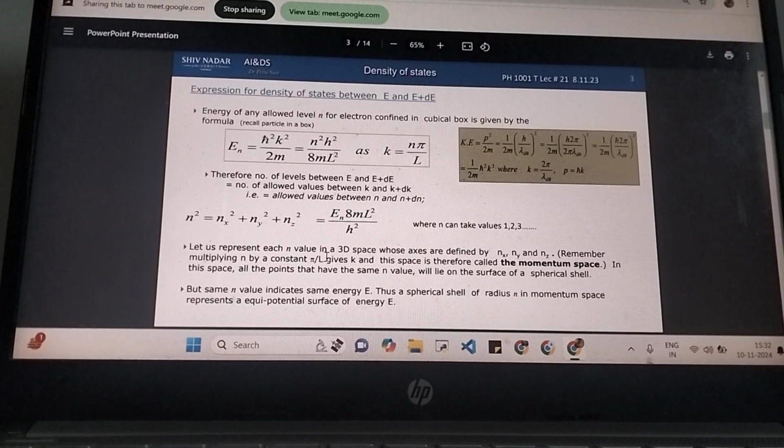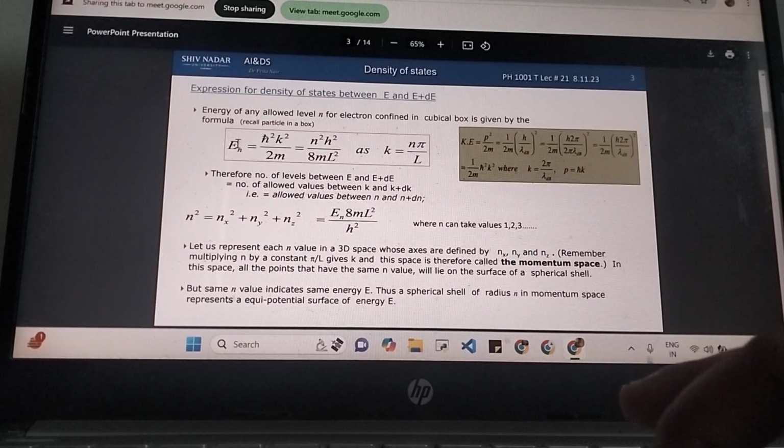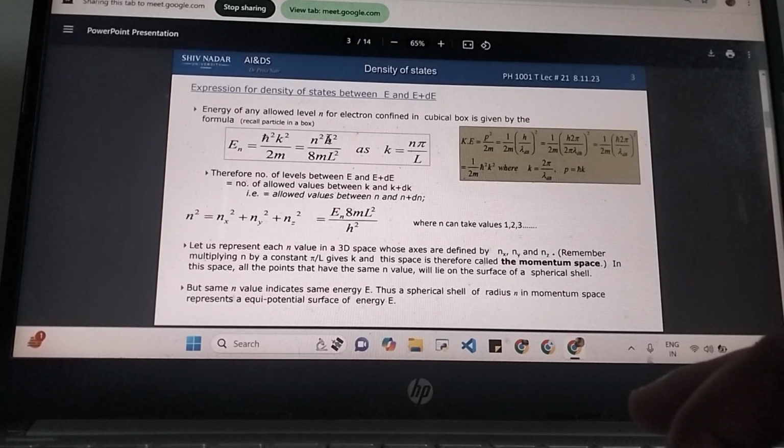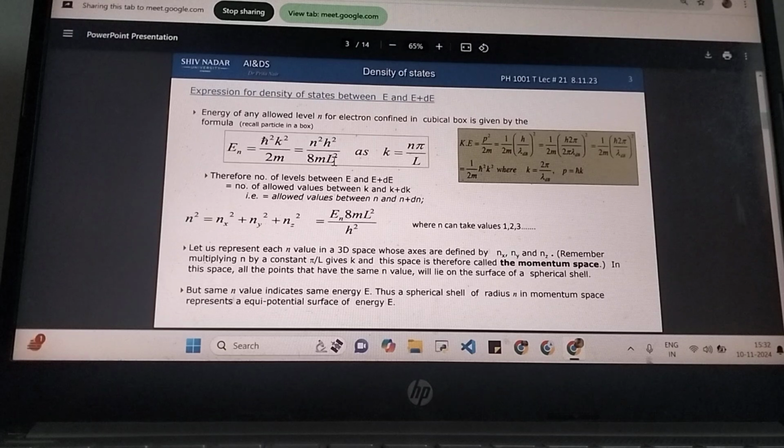Before we start the derivation, this expression for energy is something we derived, I think, when we were doing the potential well. We got this expression, energy equals n squared h squared by 8 m L squared, where h is Planck's constant, m is the mass of the electron, L is the length of the potential well or cubical box, whatever you call it, and n represents the level of excitation. n equals 1 is your ground state, n equals 2 is your first excited state, n equals 3 is your second excited state, and so on. So n can take positive integer values starting from 1.